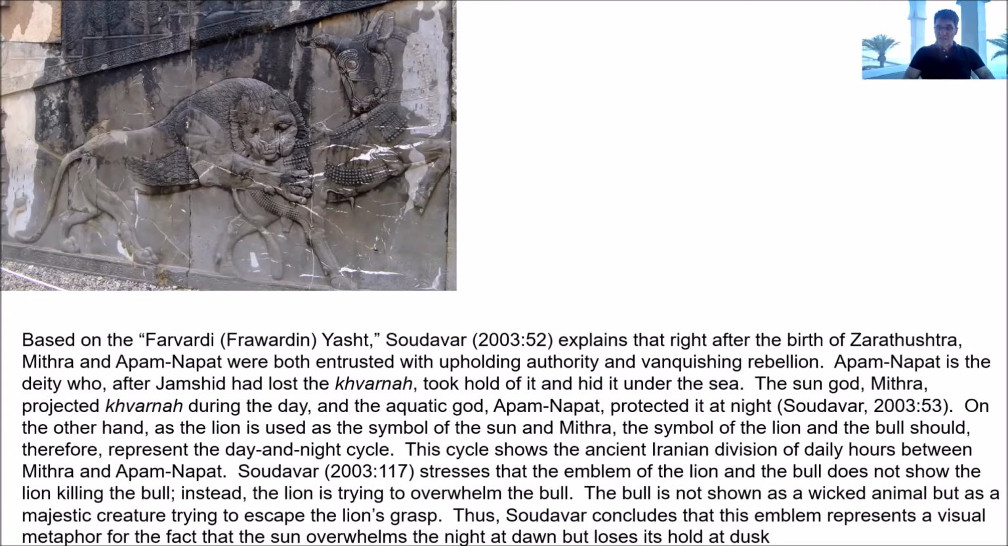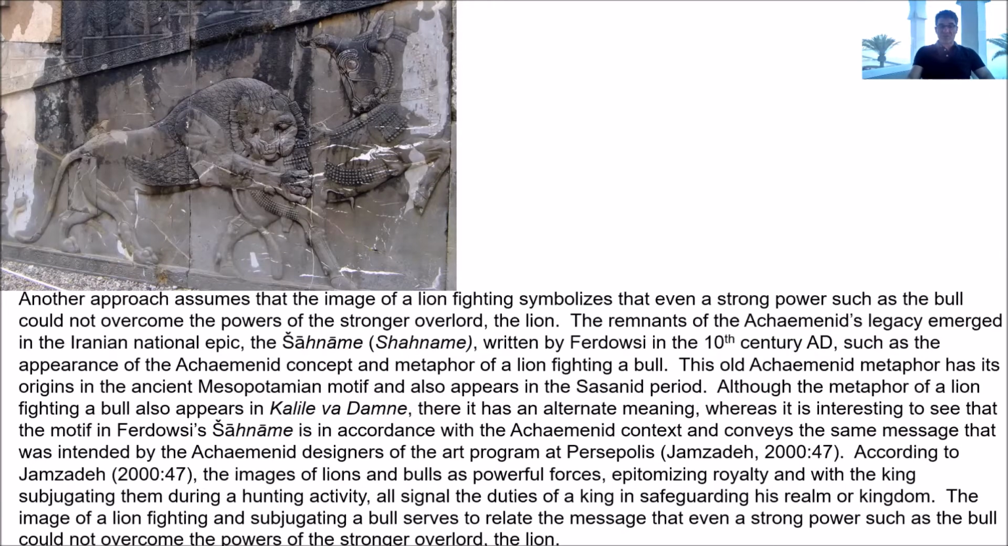Sudavar stresses that the emblem of the lion and the bull does not show the lion killing the bull, so it's not a killing scene in contrast to what people assume. The lion is only trying to overwhelm and subjugate the bull. The bull is not shown as a wicked animal, but as a majestic creature trying to escape the lion's grasp. In this way, Sudavar concludes that this emblem represents a visual metaphor for the fact that the sun overwhelms the night at dawn, but loses its hold at dusk.